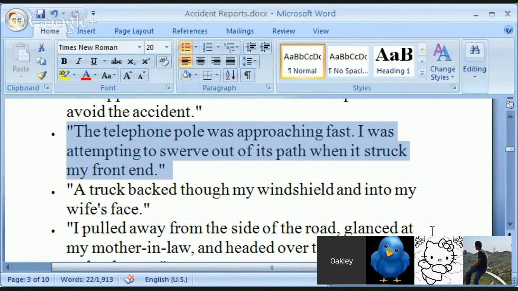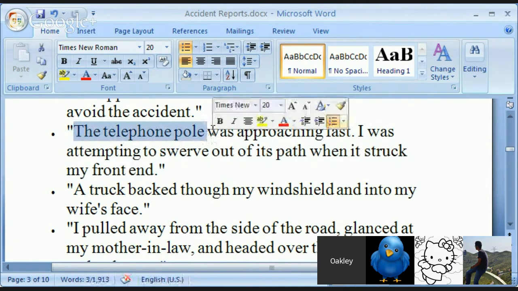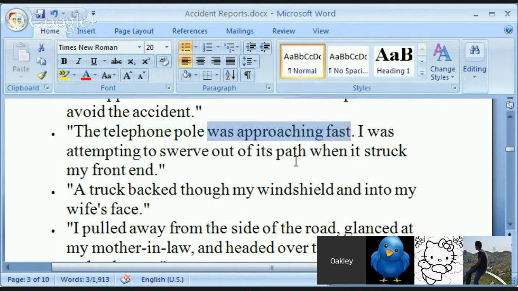Right. Maybe he was half sleeping. Very sleepy. But clearly, this is just wrong. A telephone pole cannot approach fast. So the car was approaching the telephone pole. Right. I was approaching the telephone pole fast or quickly.